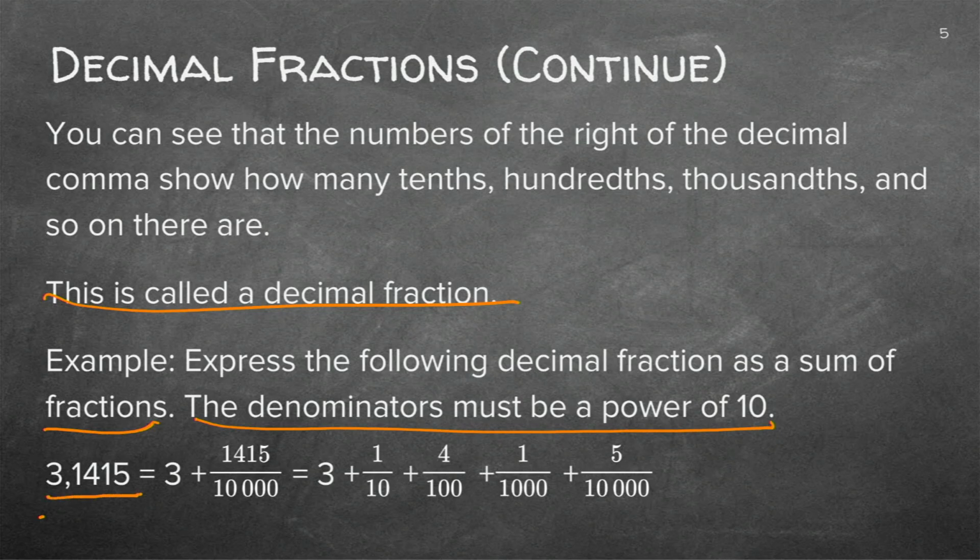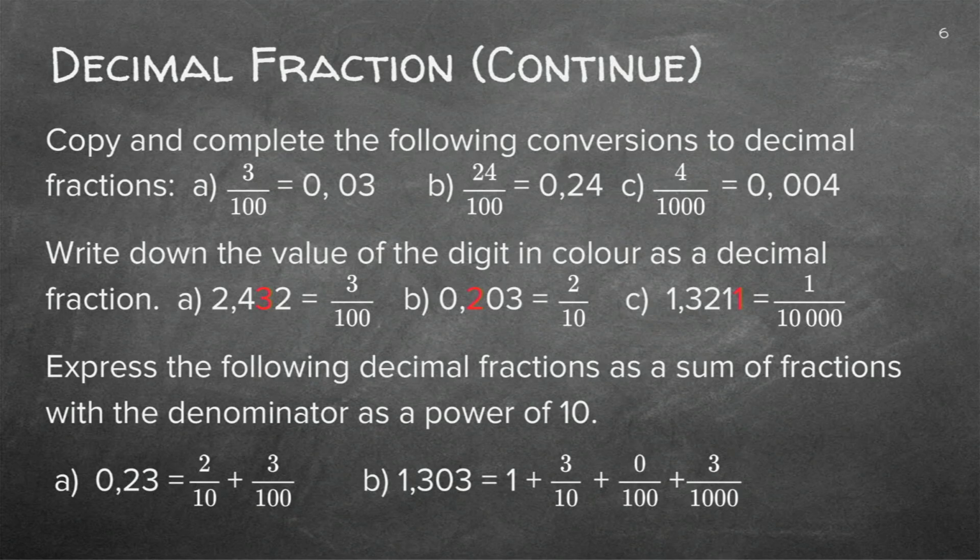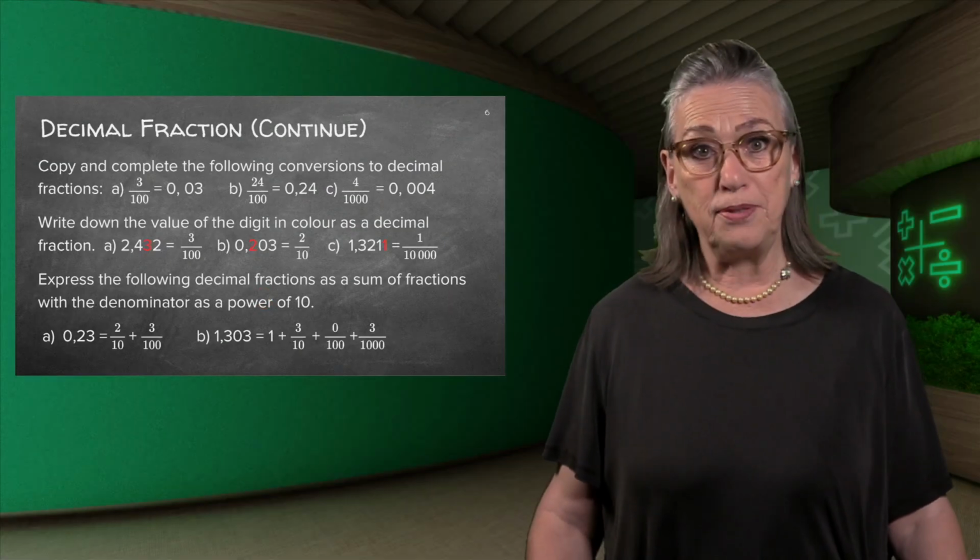So if they ask us 3,1415, so if you have to write this as a sum of its fractions, it's going to be 3, there's your whole number, plus 1415 over 10,000. So let's see if we're correct. 3 plus that 1 is 1 over 10. The 4 is 4 over 100. The 1 is 1 over 1,000. And the 5 then is 5 over 10,000. Okay.